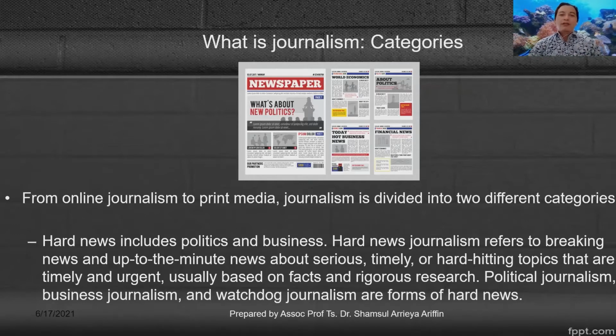So for anything you have to do in Malaysia, you need to go through politics, right? Same as bureaucracy and all those things. Yesterday the Sultan also mentioned that you need to reduce the bureaucracy in order to move forward, right? Then you know that bureaucracy is also involved in disseminating the vaccine and so forth. So those are the hard news journalism.